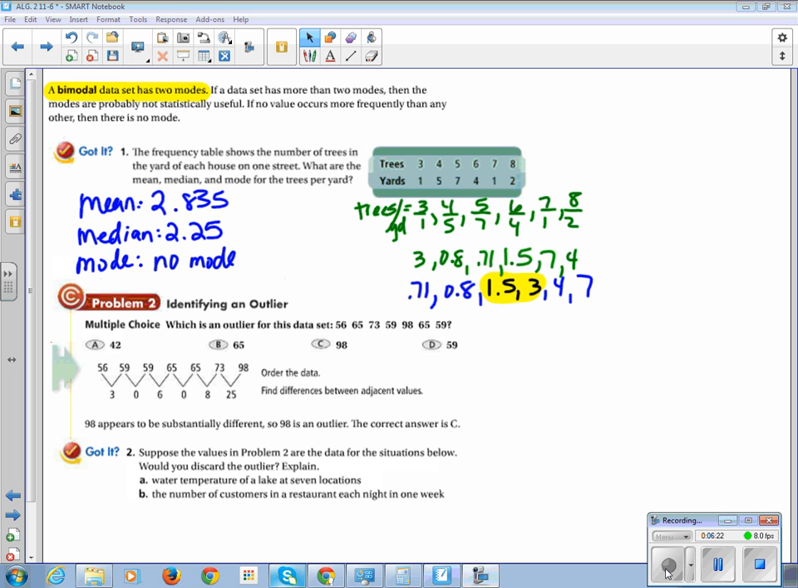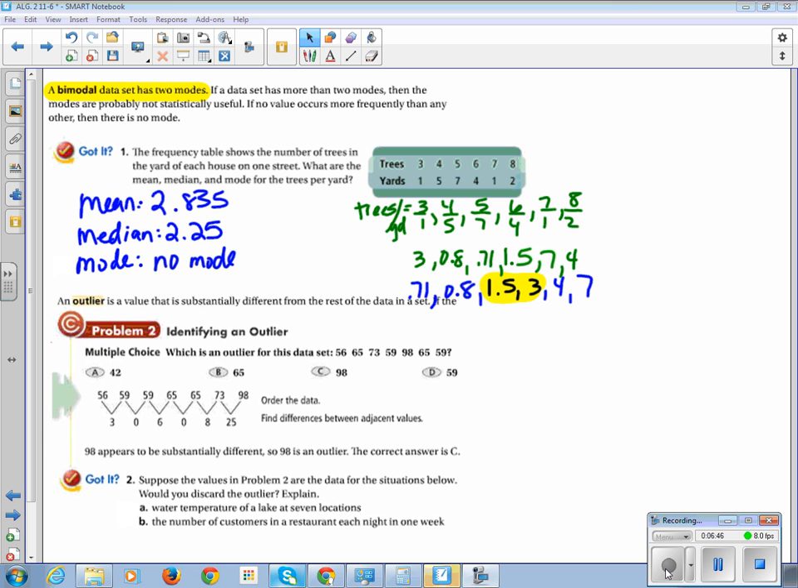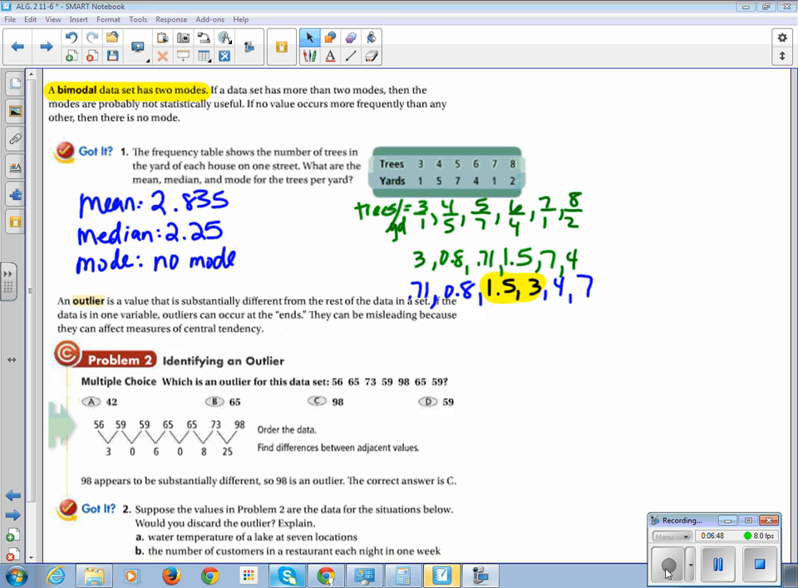All right, now one of my favorite guys in statistics is the outlier. So if we look at the sample problem, which is an outlier for this data set? 56, 65, 73, 59, 98, 65, and 59. So the first thing you do is order the data. Oh, let's get the definition of outlier. So an outlier is a value that is substantially different from the rest of the data in a set.